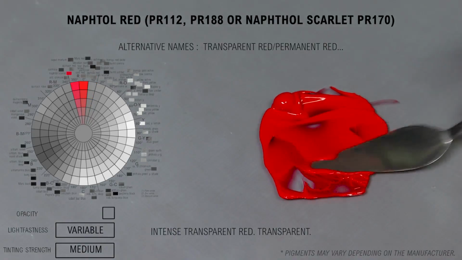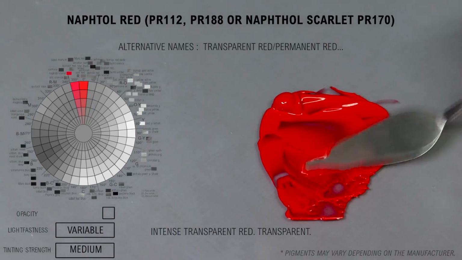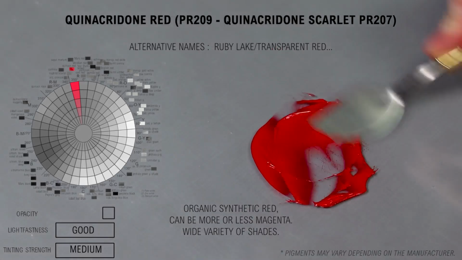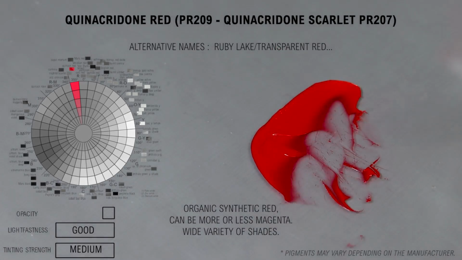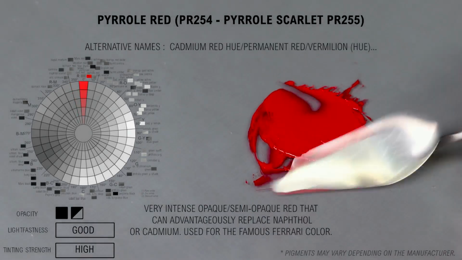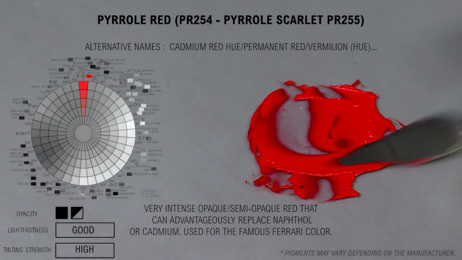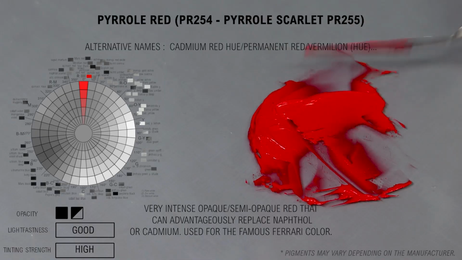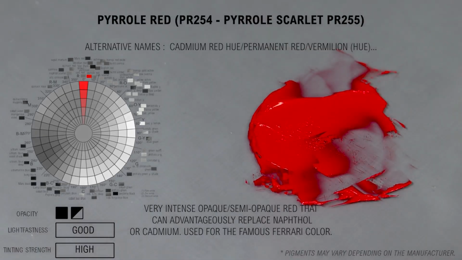Naphthol red is an intense, transparent red. Quinacridone red is an organic synthetic red that draws towards magenta. It has a wide variety of shades and nuances. Pyrrole red is a very intense, semi-opaque red that can effectively replace naphthol or cadmium. It's the pigment that's used for the famous Ferrari color. It is semi-opaque and it is a very strong pigment.